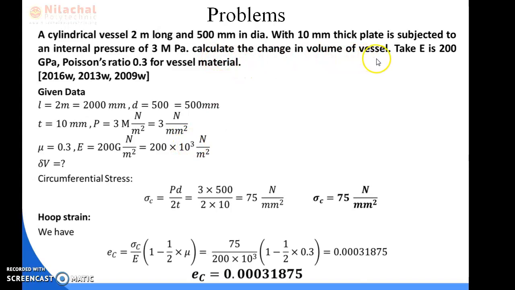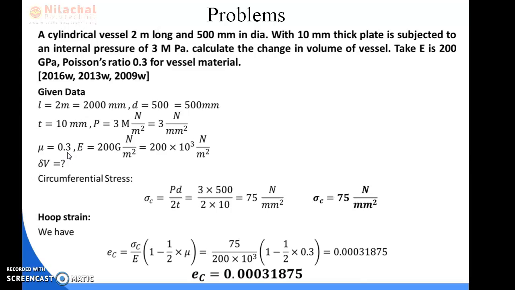Calculate the change in volume of vessel means we have to find out the change in volume, del V. Take E is equal to 200 gigapascal. So capital E is equal to 200 gigapascal, means 200 giga Newton per meter square, and that is equal to 200 into 10 to the power 3 Newton per mm square. Poisson's ratio is 0.3 for the vessel material, means mu or 1 by m is equal to 0.3.